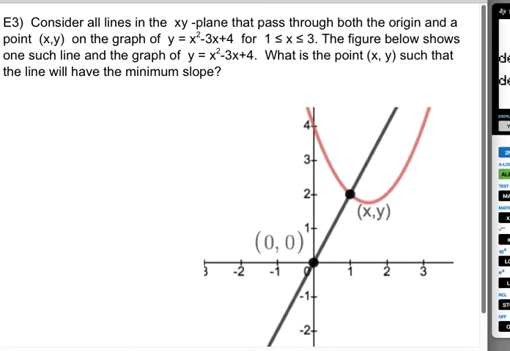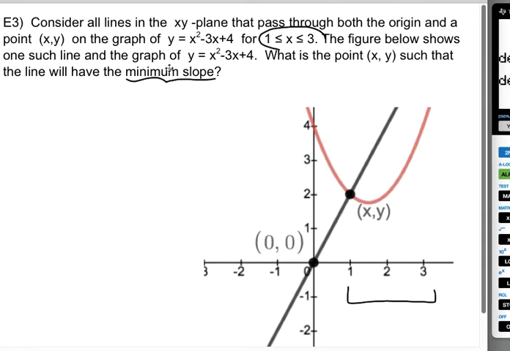All right, consider all the lines in the xy plane that pass through both the origin, right? So this black line, the origin, and some point x, y on this graph, x squared minus 3x plus 4. We're looking only between 1 and 3, right? So from 1 to 3. The figure below shows one such line. What is the point, x comma y, such that the line will have the minimum slope?